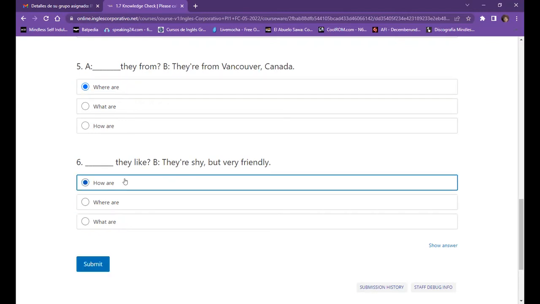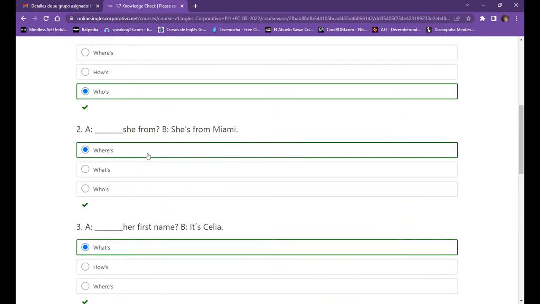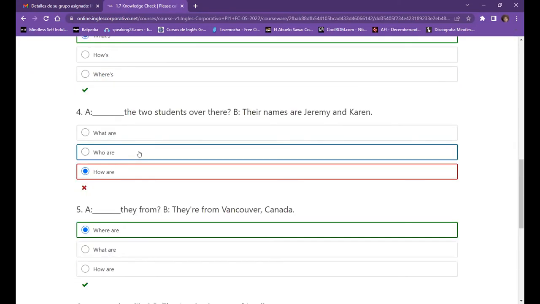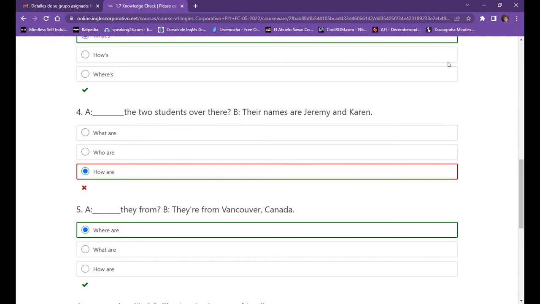Okay. Tarán. Uy. La 4 está mala. La 4. Who are, creo que era la 4. ¿Seguros? El significado, teacher, de la 4. ¿Quién dijo who? What are the two students? ¿Quién dijo who? Who are? No, pero okay, felicidades. Está who, preguntando quiénes son los dos estudiantes. ¿Quiénes son los dos estudiantes?